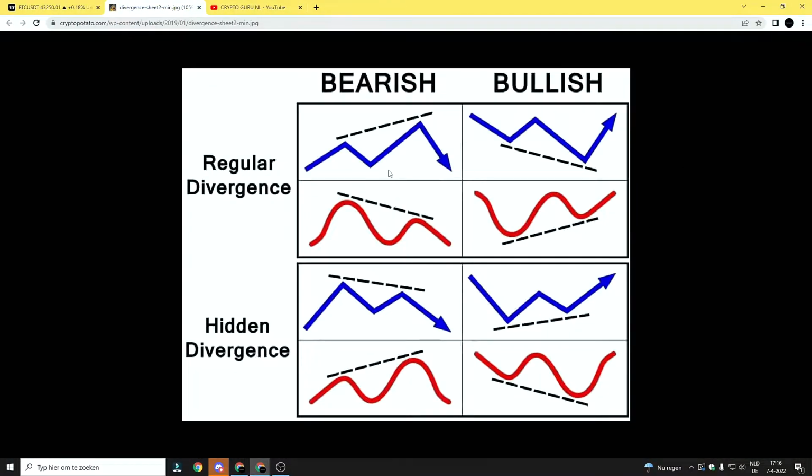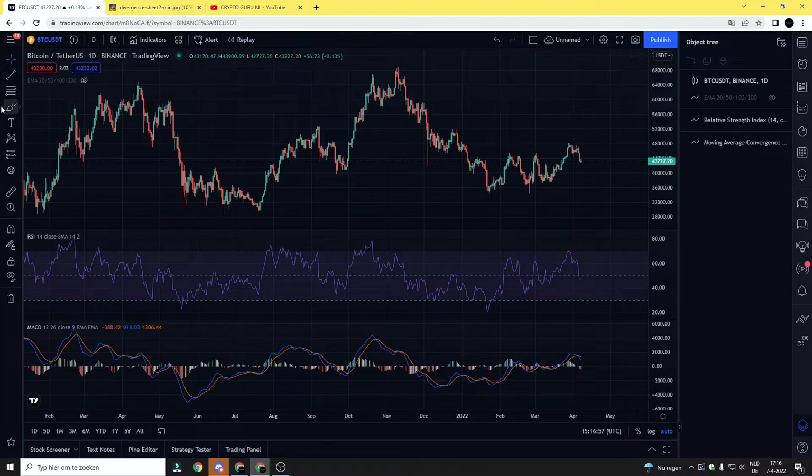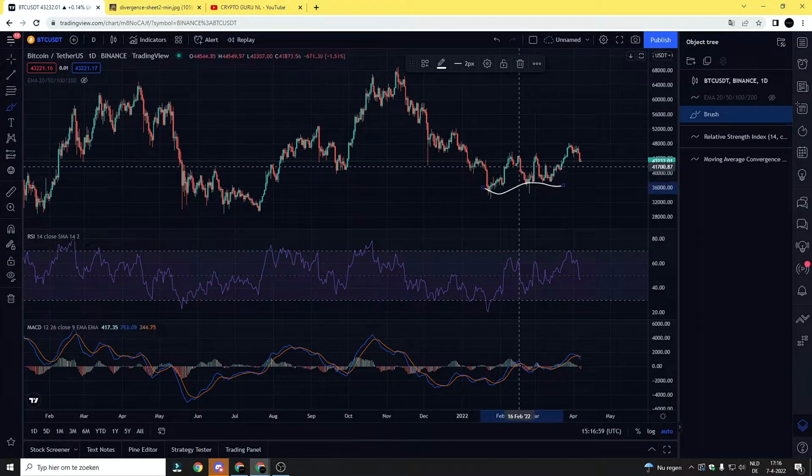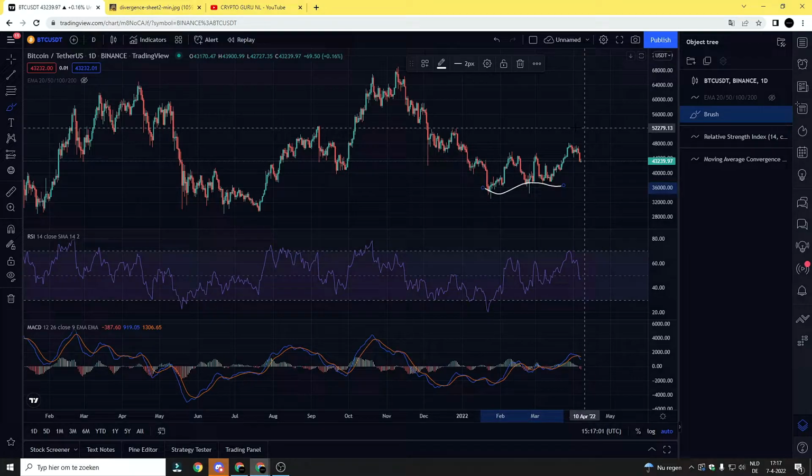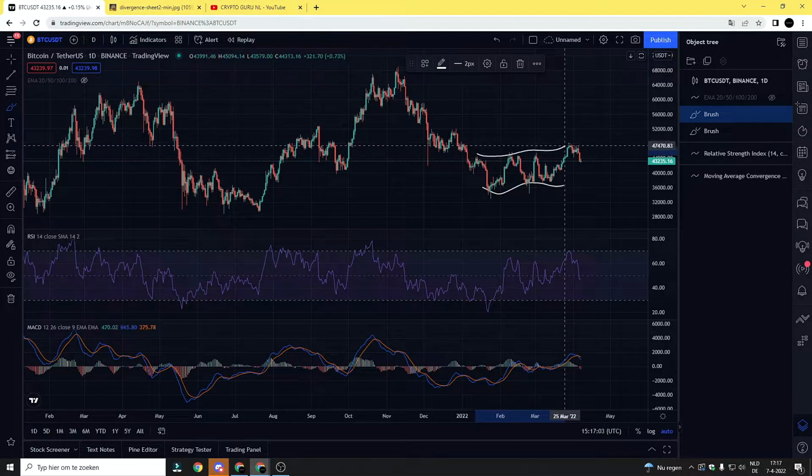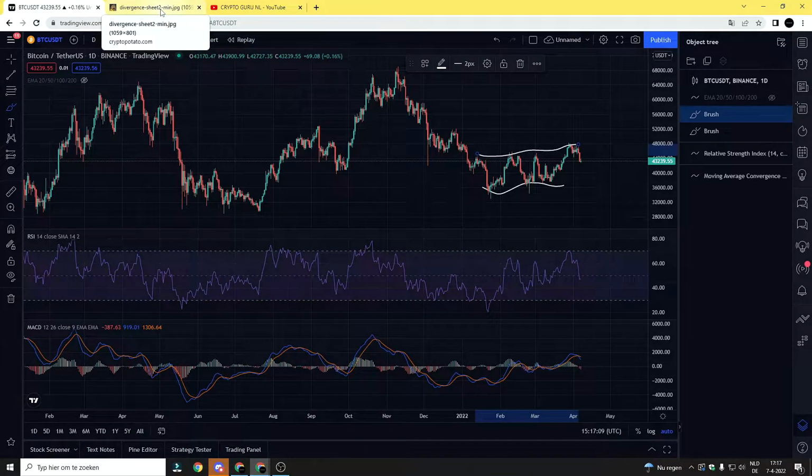So let's dive straight into it. All right, we have bearish and bullish divergences. Everything that is on the bottom side of your chart is bullish, and everything that is on the top side of your price action and chart is bearish. So that is one thing that you have to keep in mind already. That's a nice cheat sheet for yourself.